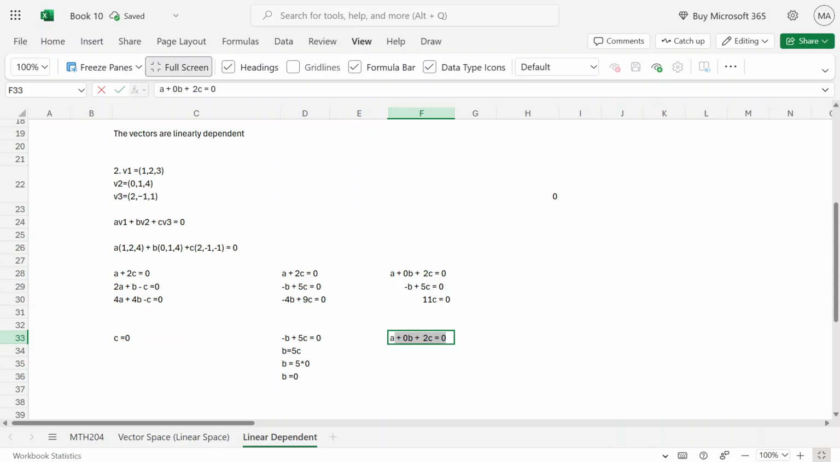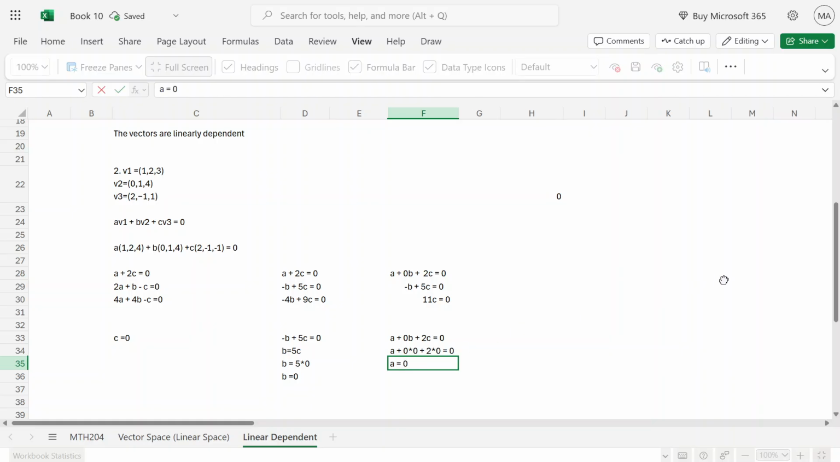We need to get our a. So a plus 0b plus 2c equals to 0. Now just plug in all our values. A plus 0 times 0, plus 2 times 0 equals to 0. Is that correct? So a also equals to 0.